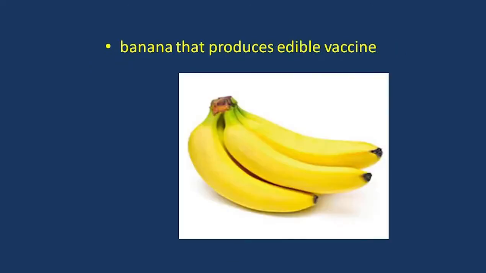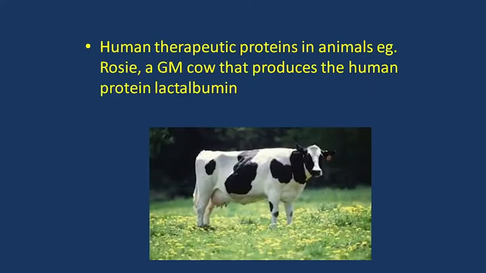Another example is edible vaccines produced in banana. So in this banana, a gene for an antigen from a pathogen is introduced. And when this banana is consumed, it will produce antibodies against it in our body. Now let us look at some examples of genetically modified animals. The cow shown here is a genetically modified cow called Rosie. It produces the human protein called lactalbumin in its milk. Lactalbumin is a storage protein in humans.